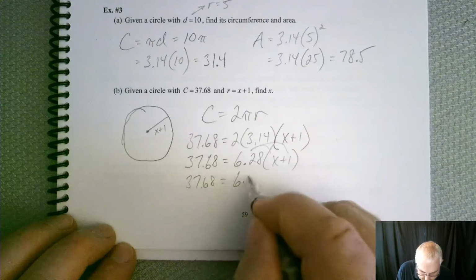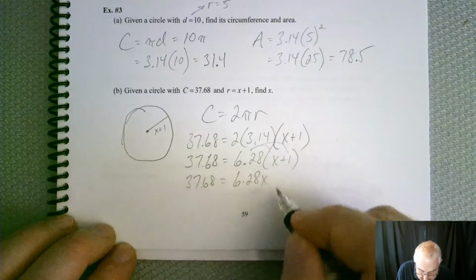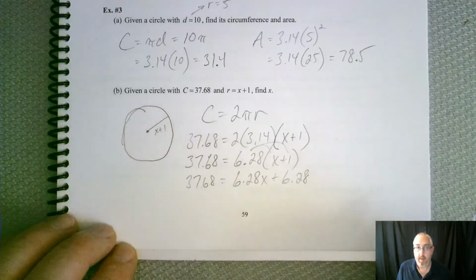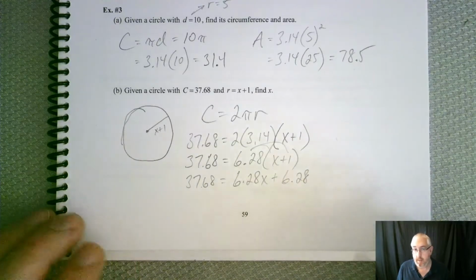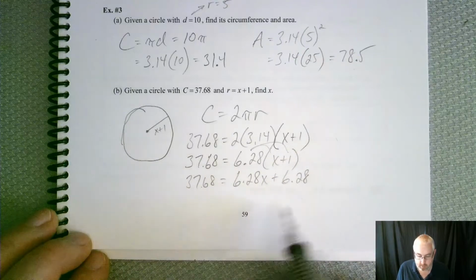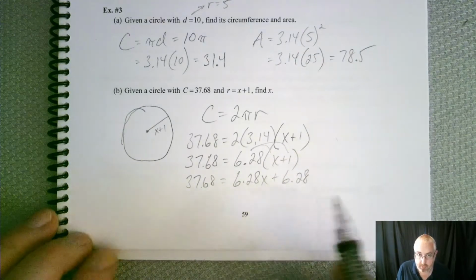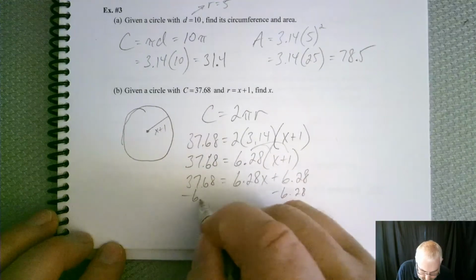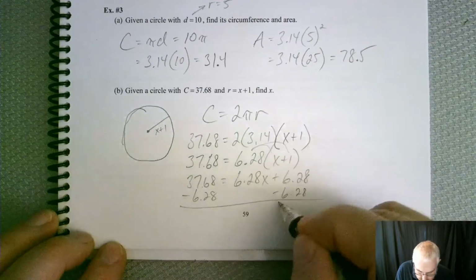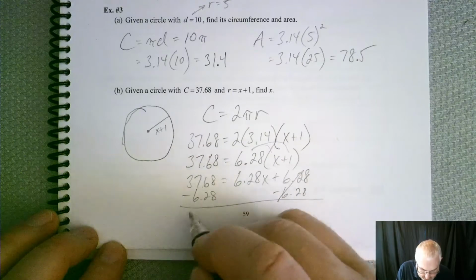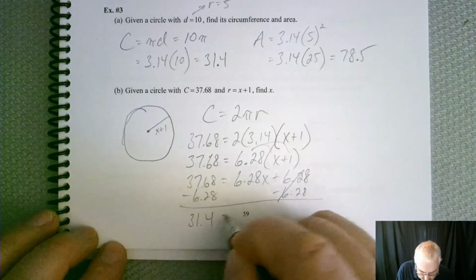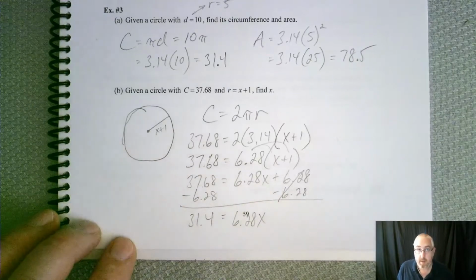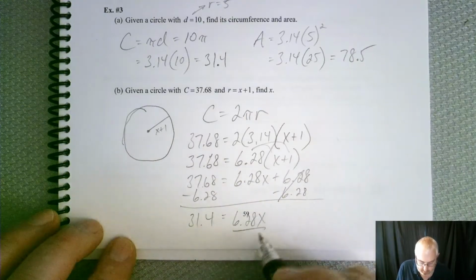So we got 6.28x plus 6.28. All right. Now we got to get rid of that 6.28, so let's subtract that from both sides. So that cancels those out. So this looks like 31.4 equals 6.28x. And then we can divide.